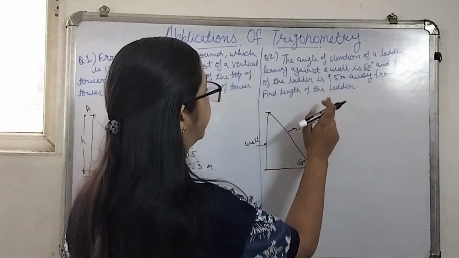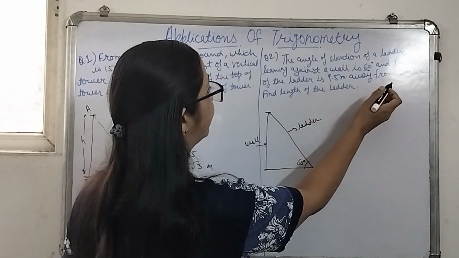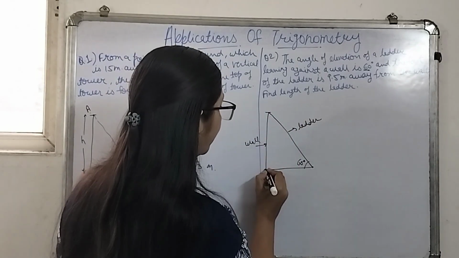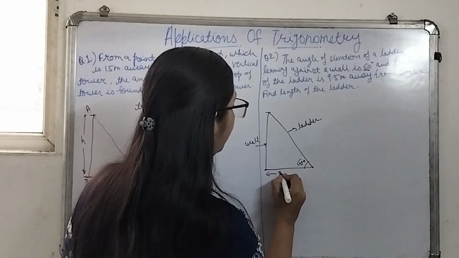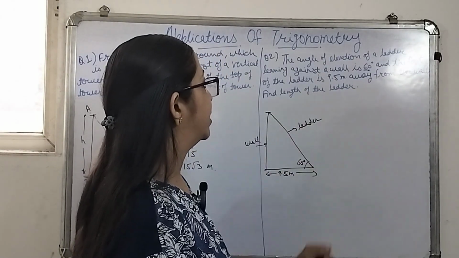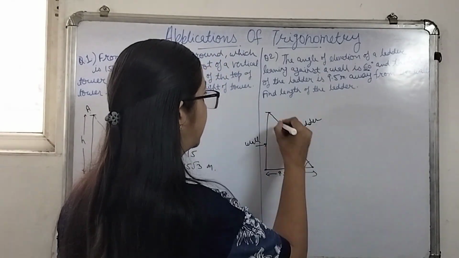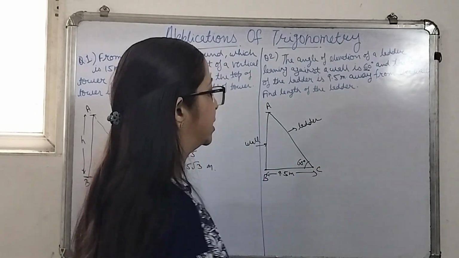And the foot of the ladder is 9.5 meters away from the wall. This is the wall. From here, this distance is given to us as 9.5 meters. Find the length of the ladder. We have to find this length. Suppose this point is A, this point is B, and this point is C.